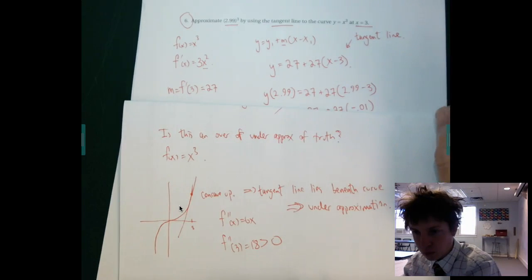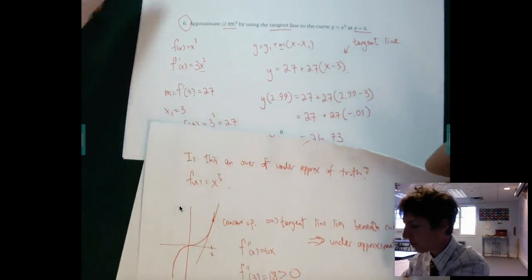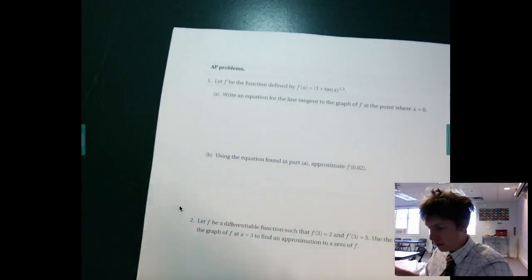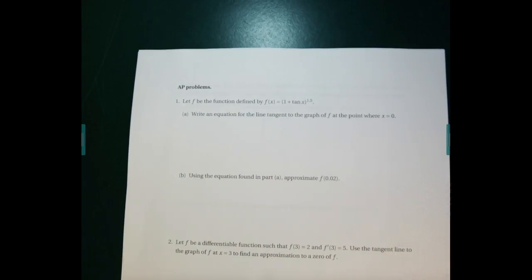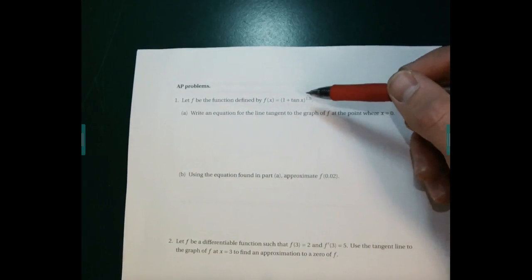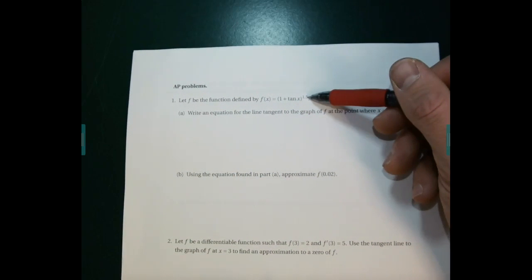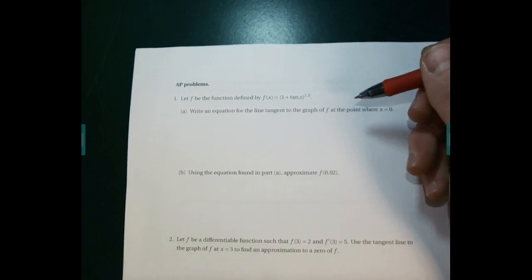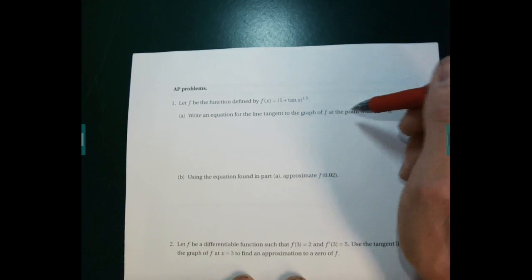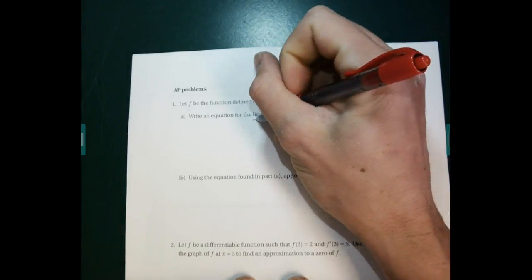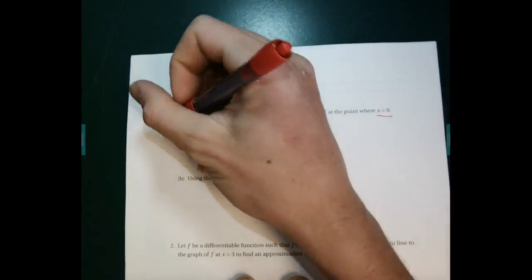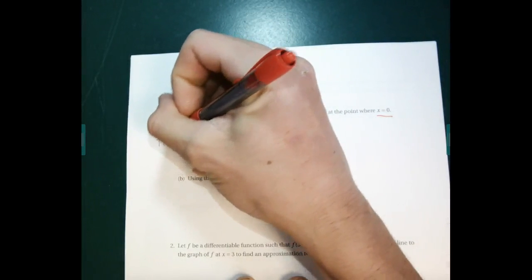Okay, now I have one more problem to show you. It's on this page. Let's try the first one on this page. So here you're given the function (1 plus tan x) to the power 1.5. First we want to write down an equation for the tangent line at x equals 0. So anytime you see equation of tangent line, think derivative. So first we should take the derivative.